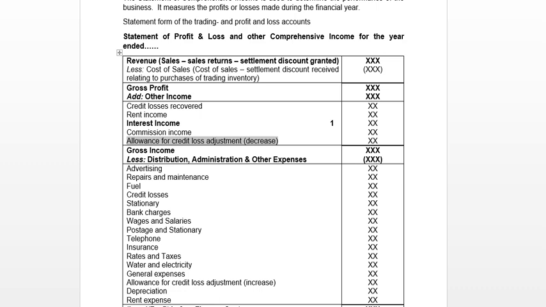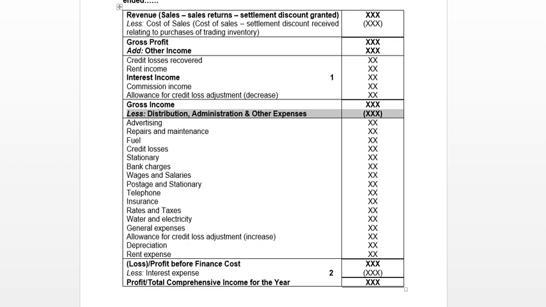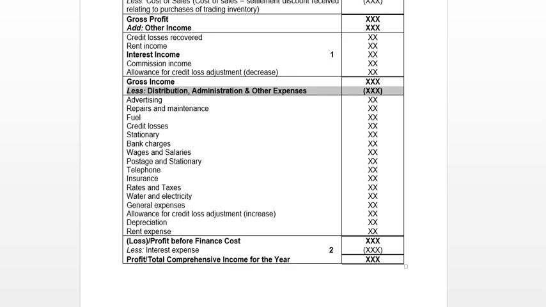Then our gross profit plus our other income gives us our gross income. From that we need to subtract our distribution, administration, and other expenses. These are just your general overhead expenses: your advertising, repairs and maintenance, credit losses, so that's when you write off someone as a bad debt, telephone, insurance, and allowance for credit loss adjustment. That's when we make this provision for our credit losses, but it is an increase.